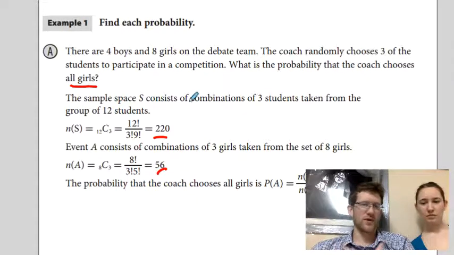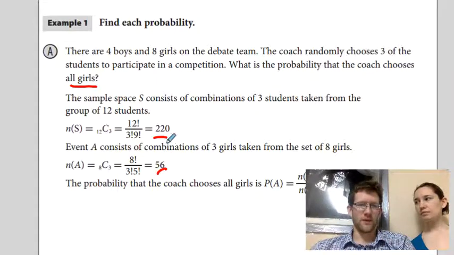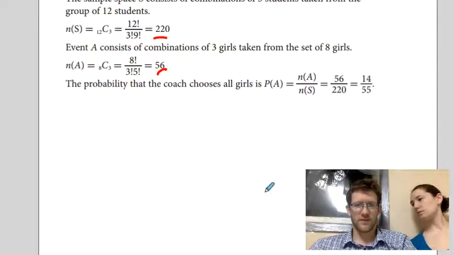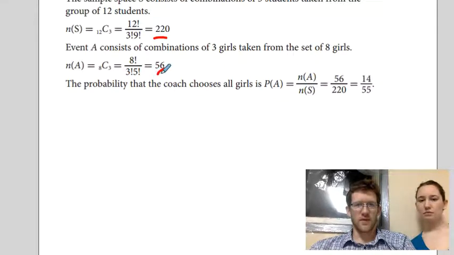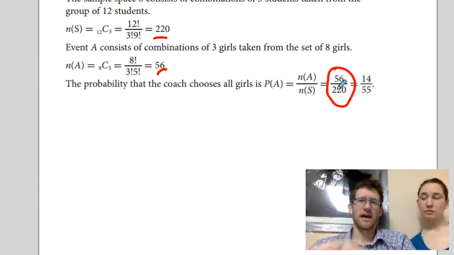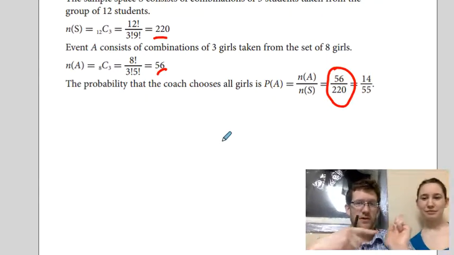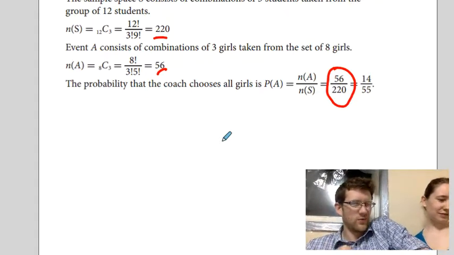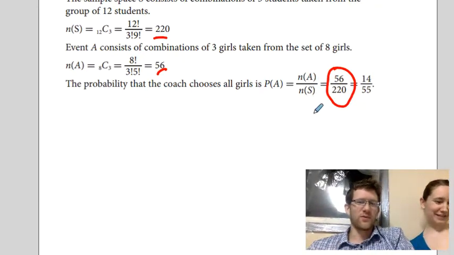So in this case, we want a probability. This total sample space is going to be our denominator. The number of elements in event A is going to be our numerator, so it's simply 56 out of 220. And to be honest, I'll be totally happy with that. You can leave it at that. If you want to punch it into the calculator and give me a decimal answer, I'd be happy with that as well.